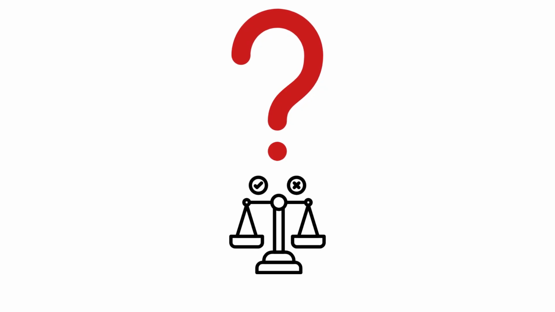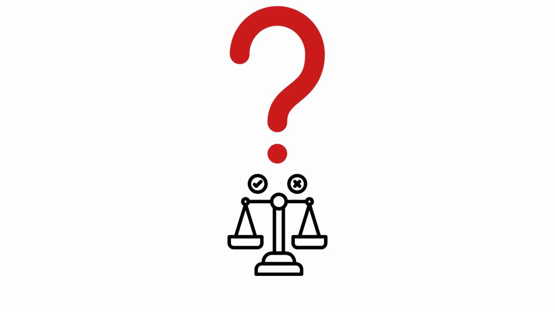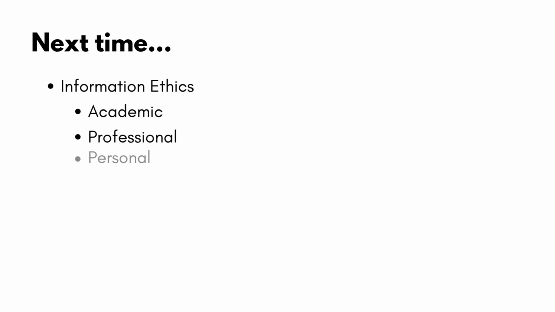Knowing these concerns related to AI, it is important for us to question what ethical uses of AI might look like, and how we can weigh those uses against the concerns. In the next video, we'll take a look at how and why information ethics appear in 3 different areas of our lives: academic, professional, and personal.